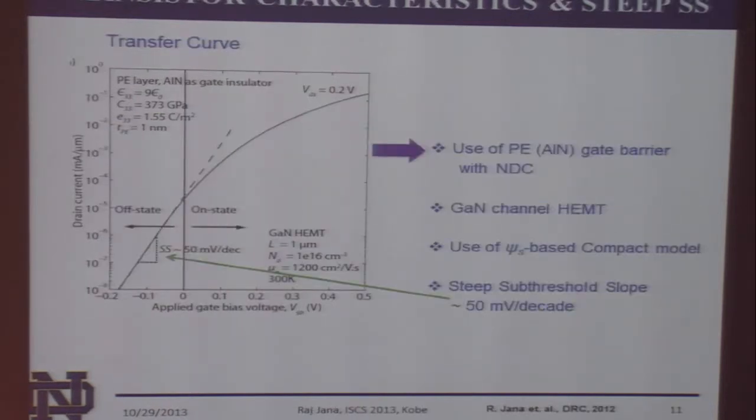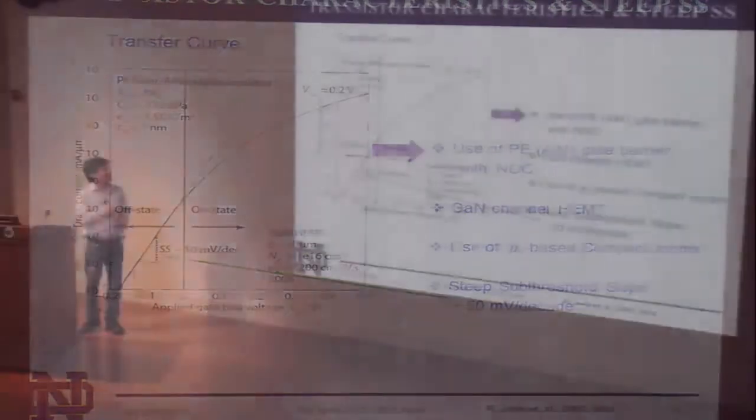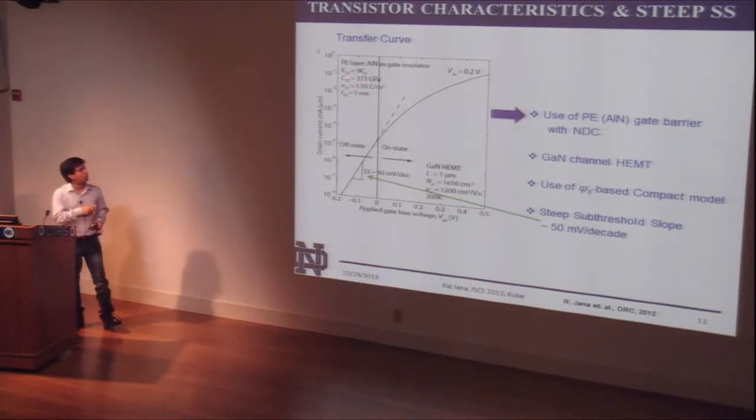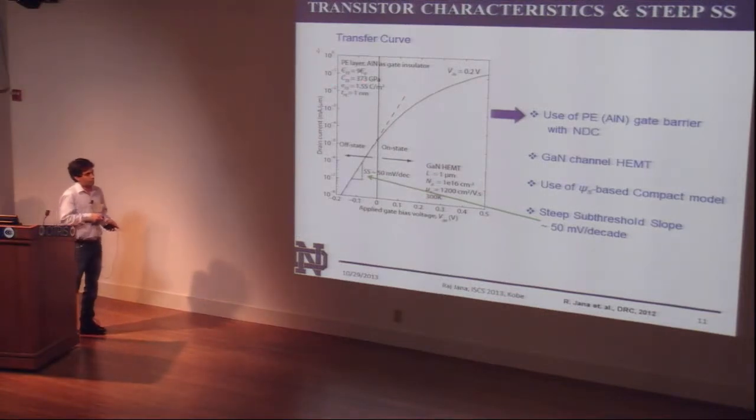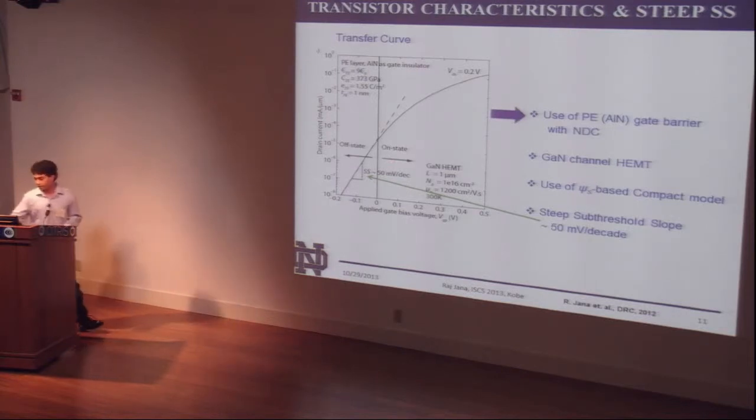And after that, I use some sort of conventional surface potential based model. And I showed there is a transfer curve. It clearly shows this 50 millivolt per decade. But you can also reduce that by using piezoelectric material with higher piezoelectric coefficients and lower elastic constant. So, our model predicts like 40 to 50 millivolt per decade in the range.